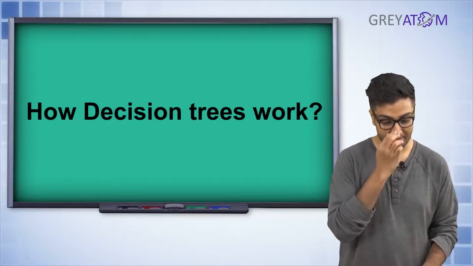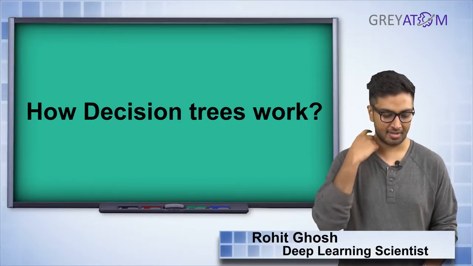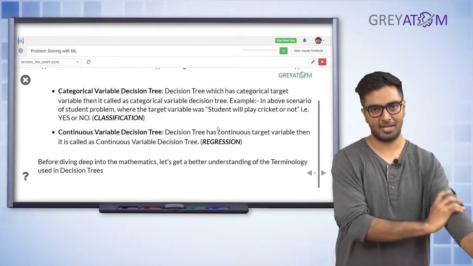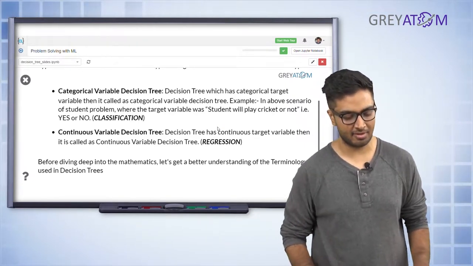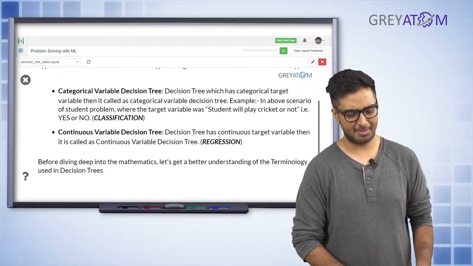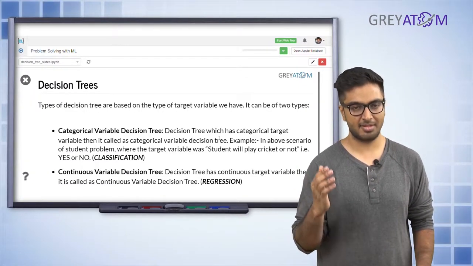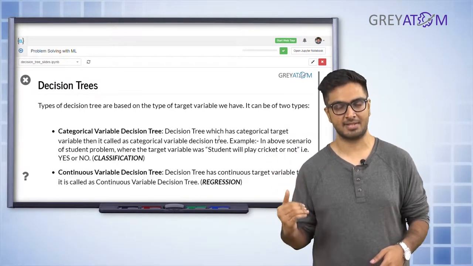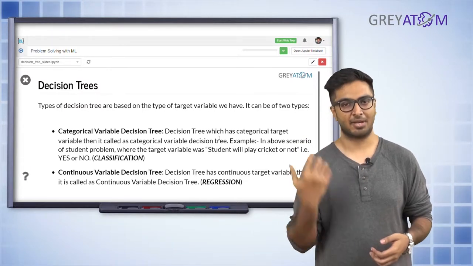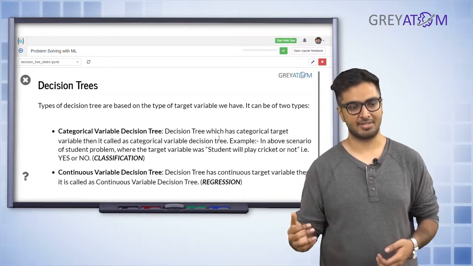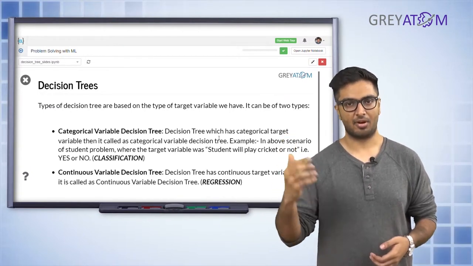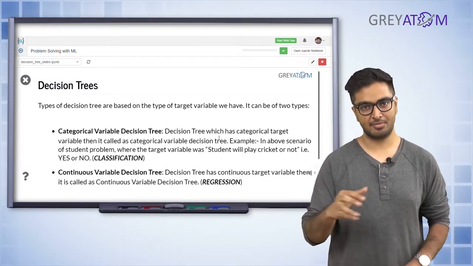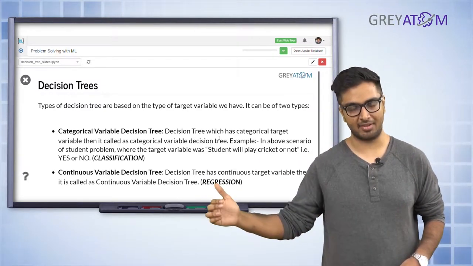So there are two types of decision tree: categorical variable decision tree and continuous variable. For now, I'll give you a brief idea, but let's focus mostly on categorical variable decision trees. By definition, it's already clear, right? Categorical variable decision trees are those where the thing that you're trying to predict comes in discrete values. Because it's a discrete variable, it could have multiple classes, 0, 1, 2, or 3, and so on and so forth.